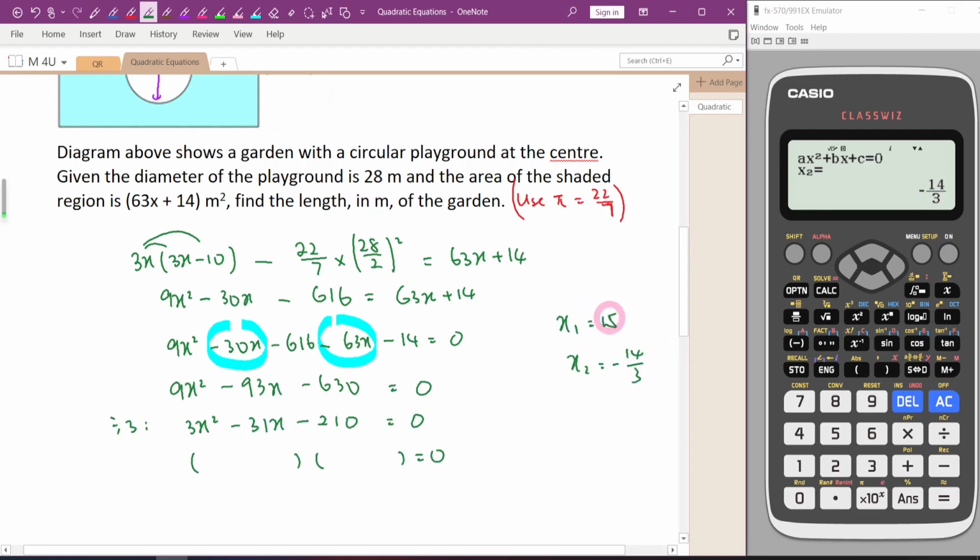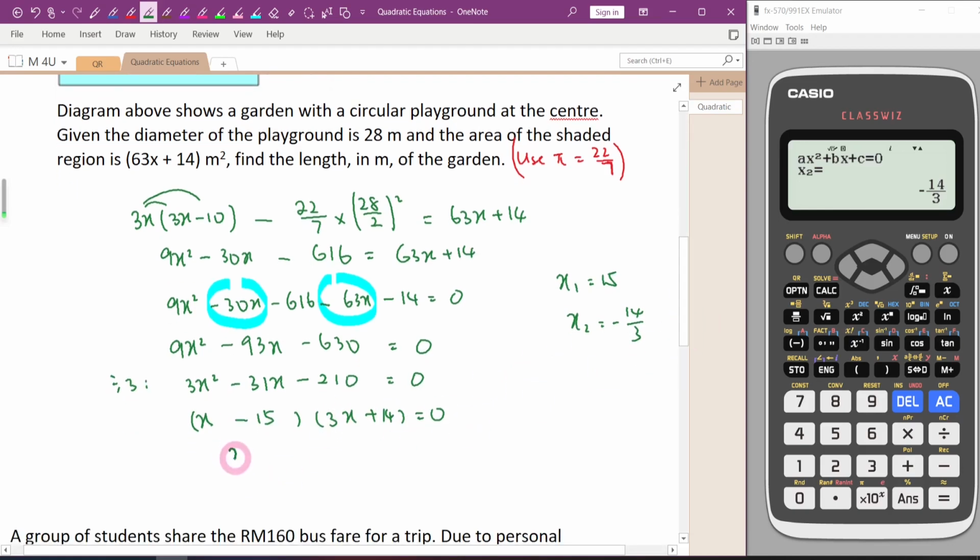Now, I see an integer, so I write the x over here. This is a fraction, so I leave some space here. Positive 15, I write negative 15. Negative 14 over 3, I write positive 14. Where should I write the 3? Over here. Okay. x minus 15 is equal to 0, or 3x plus 14 is equal to 0. x is equal to 15, and x is equal to negative 14 over 3.